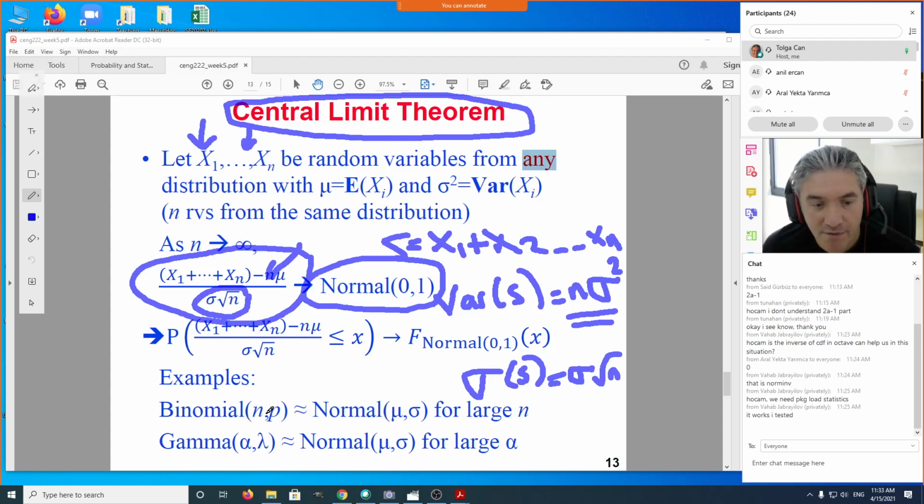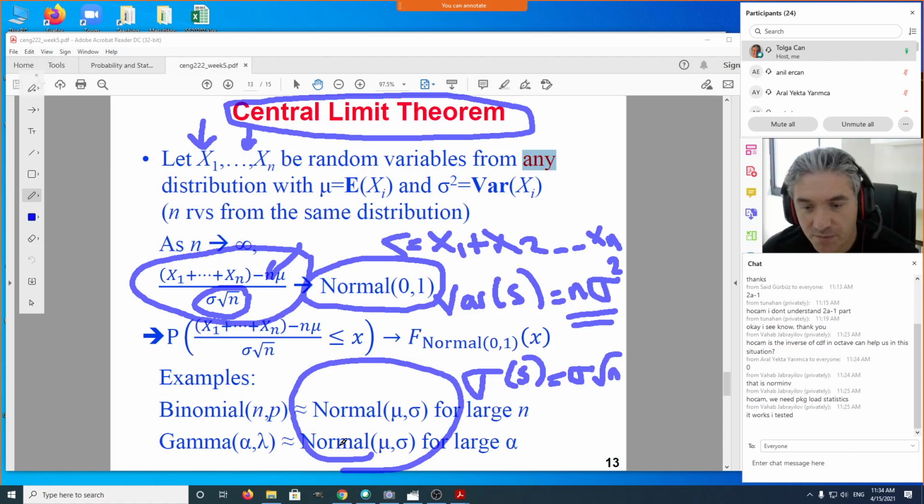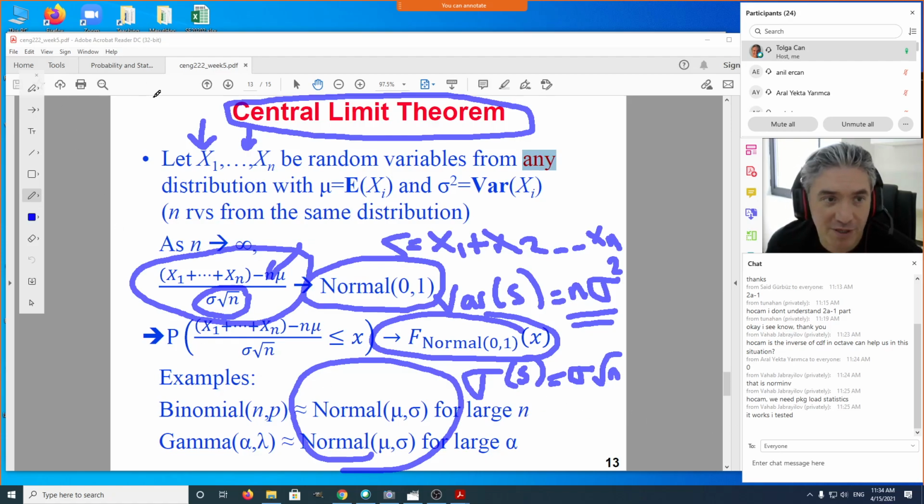Binomial, gamma, when n is large and when alpha is large here, their distributions will be very similar to the normal distribution. It means that you can directly use the standard normal CDF to solve problems related to these summations. So I'm going to continue. I have a couple of slides left here, but we're going to continue on the central limit theorem and its application. And also we are going to see normal approximation to binomial problems.